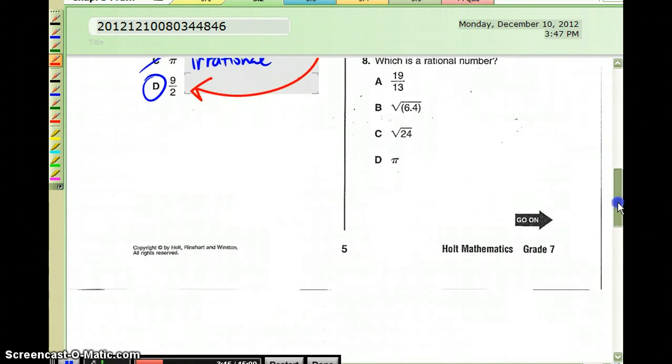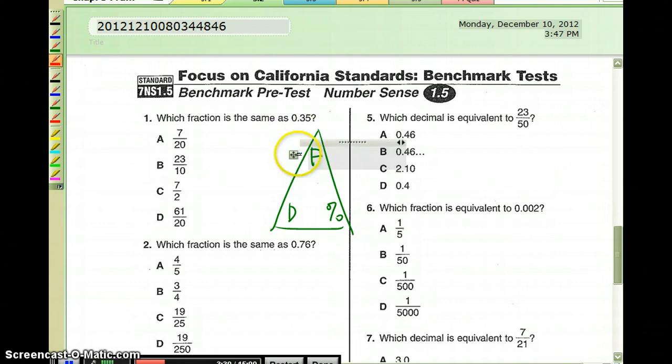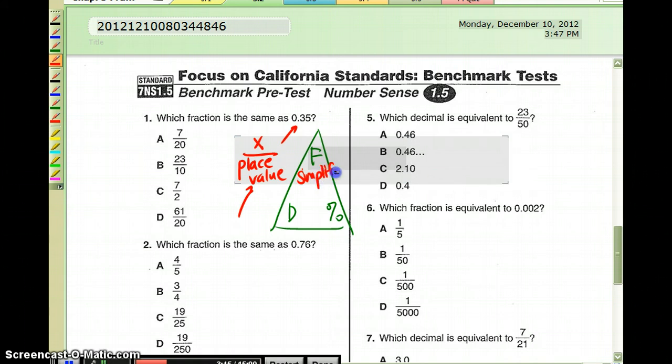Okay, going to the back side of the worksheet now. Which fraction is the same as 0.35? In my triangle, I have fractions here, decimals here, and percent here. I might have made a mistake with the way that I showed the triangle to you. But if I want to take a decimal and change it into a fraction, what I want to do is put the number over the place value, and then make sure all fractions are simplified.